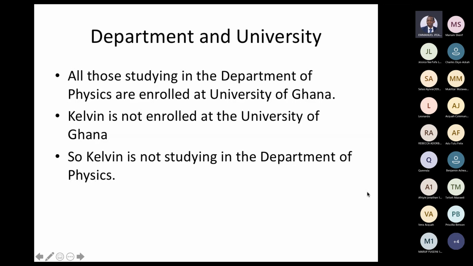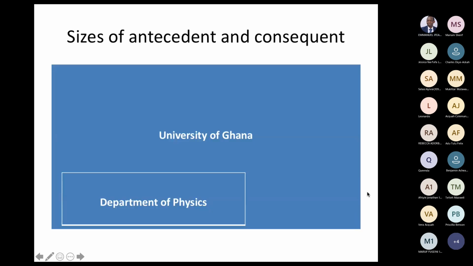The Department of Physics is antecedent. University of Ghana is consequent. So denying him membership of University of Ghana automatically denies him membership of Department of Physics. So that's why we say that denying the consequent will always lead you to a valid conclusion. So that's the box of University of Ghana and the box of Department of Physics. If you can show that someone is in the Department of Physics, automatically he is in the University of Ghana.